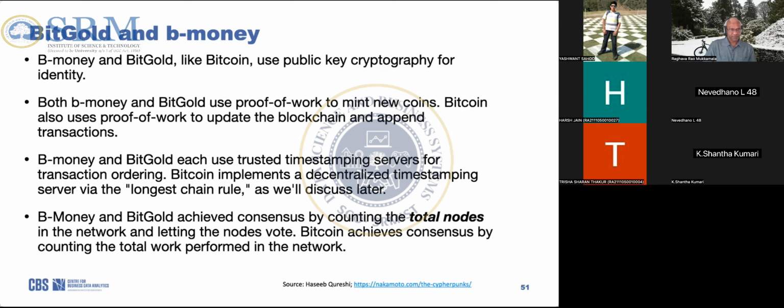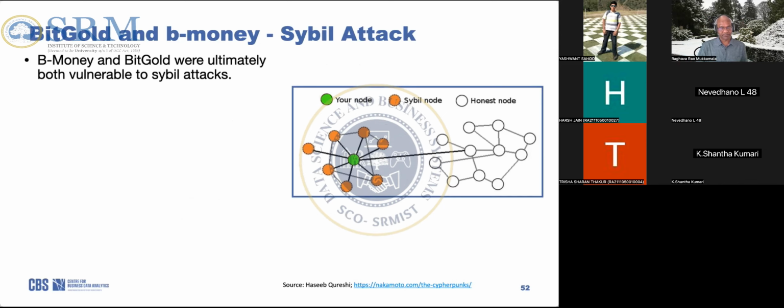So both B-Money and BitGold achieved consensus by counting the total number of nodes. Basically, in their proposal, you have the nodes, and the nodes can participate in a voting mechanism, and they vote for which block is valid and other kinds of things. So they went with letting the nodes vote, and then achieve the consensus. This is the proposal they had.